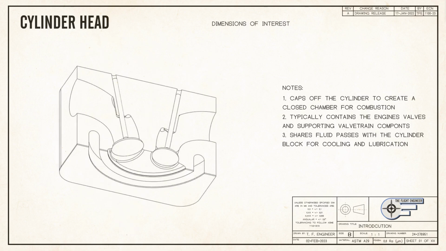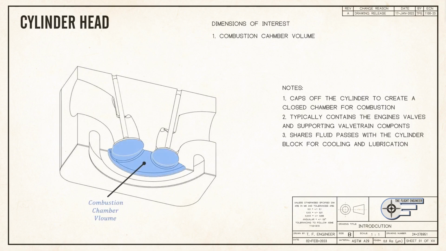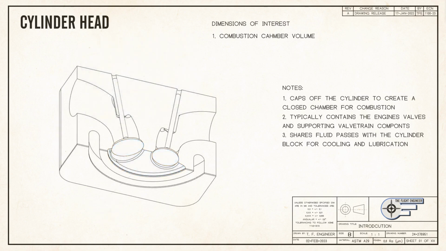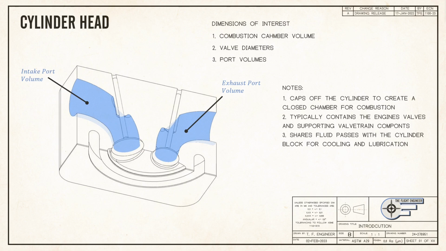One notable measurement of the cylinder head is the overall volume of the combustion chamber. This is typically measured with a fluid measurement experimentally or analytically in CAD software. Other notable dimensions include, but are by no means limited to, valve diameters and port volumes.